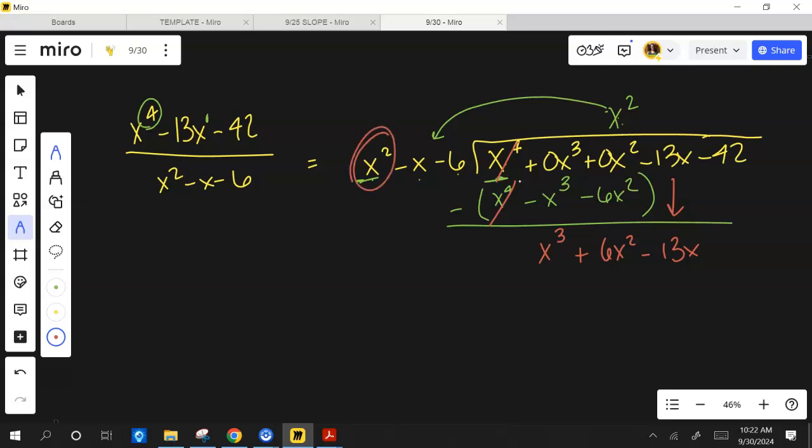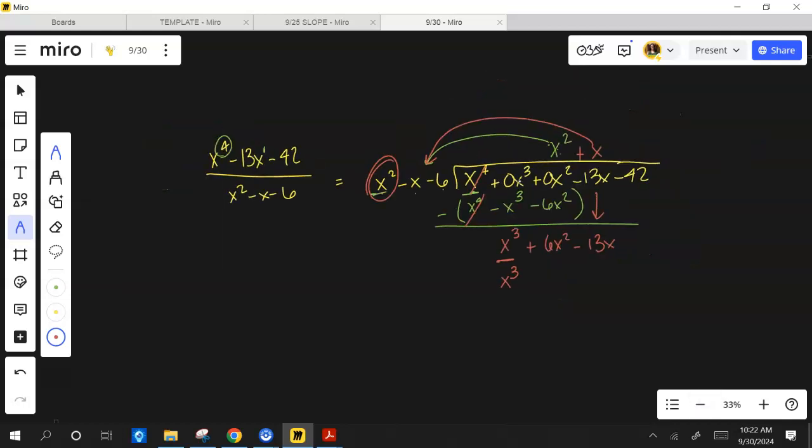What do I multiply x squared by to get x to the 3rd? X. It goes up top and it's positive, yes? Now I multiply around. X times x squared is x to the 3rd. X times negative x squared. And x times negative 6, negative 6x. Subtract everything. 6x squared minus negative x squared.